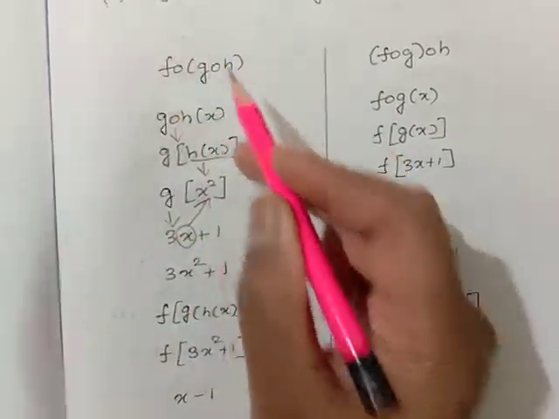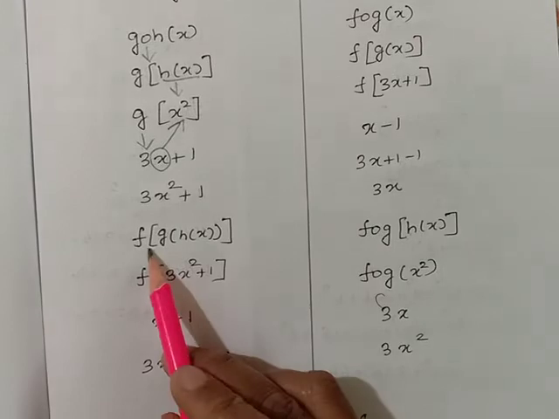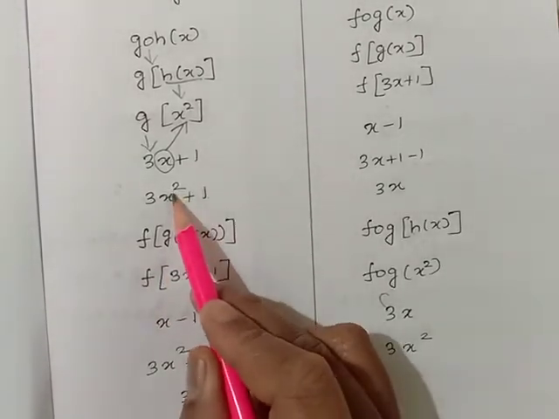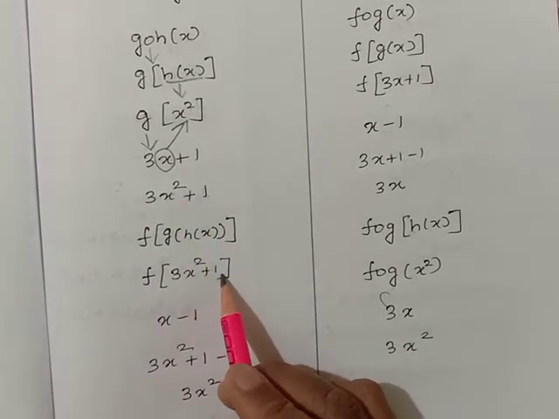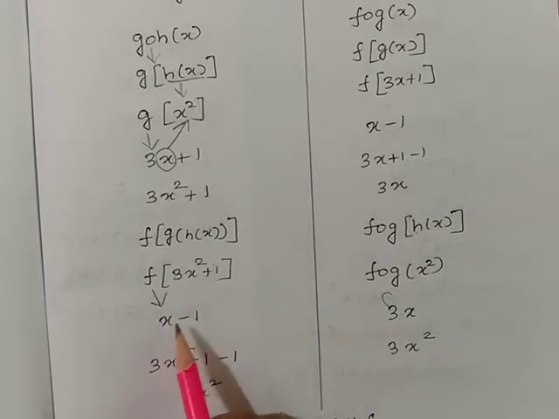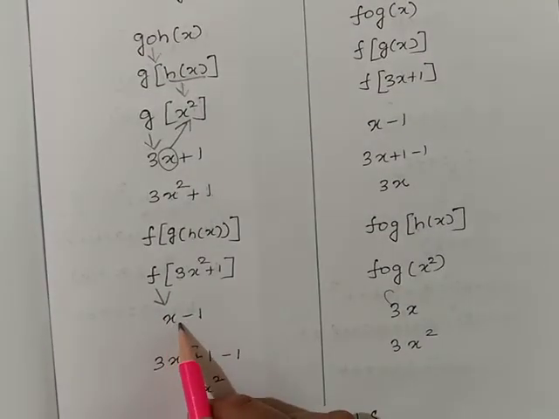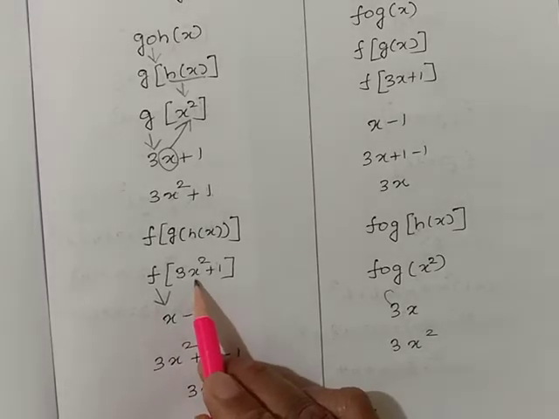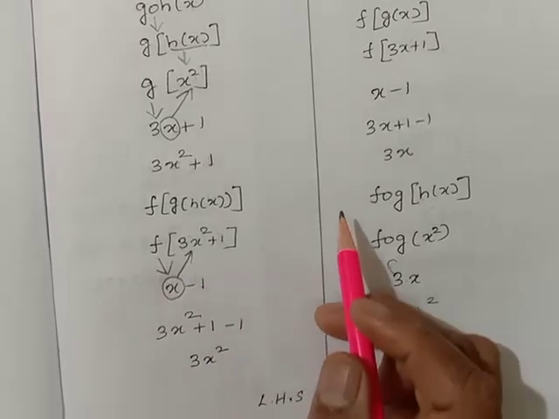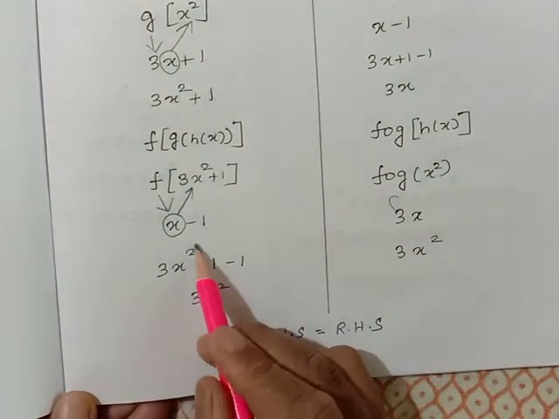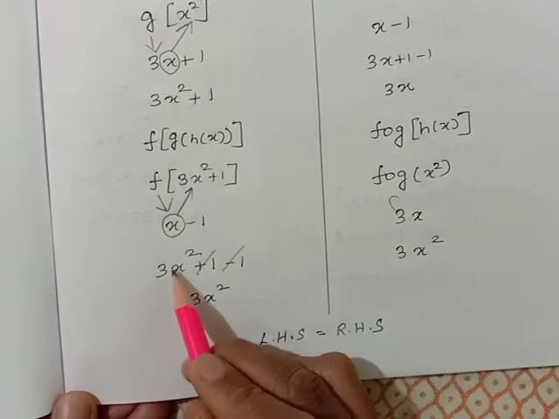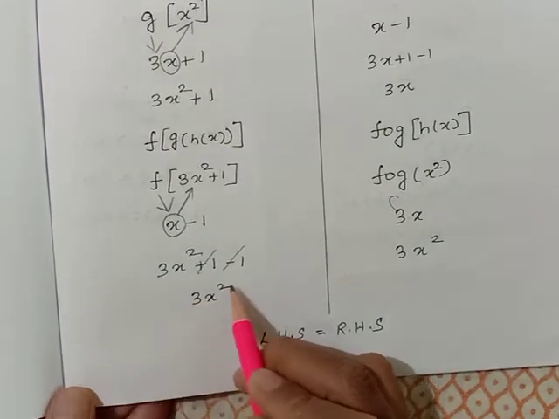Now we'll write the whole term, that is f of g of h of x. Just now we have found g of h of x, that is 3x square plus 1. Now let us write the f value, which is given in the question, x minus 1. In the place of x we have to write 3x square plus 1, remaining is minus 1. Plus 1 minus 1 gets cancelled, balance is 3x square.